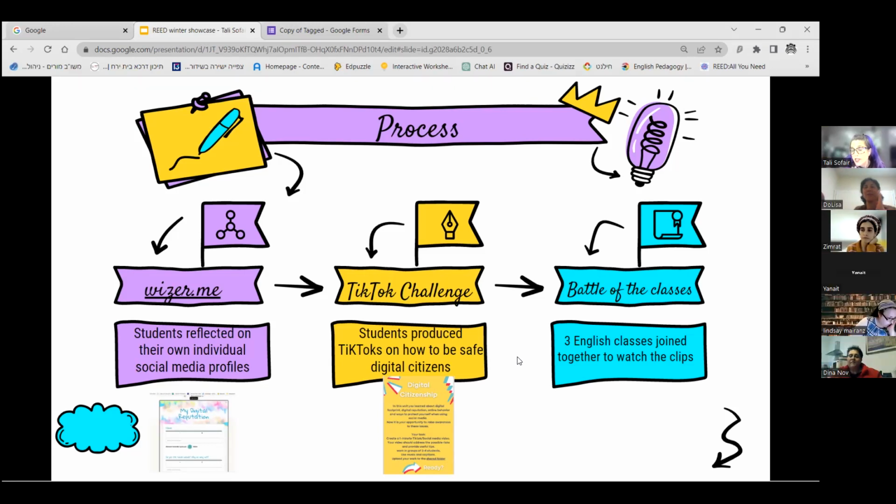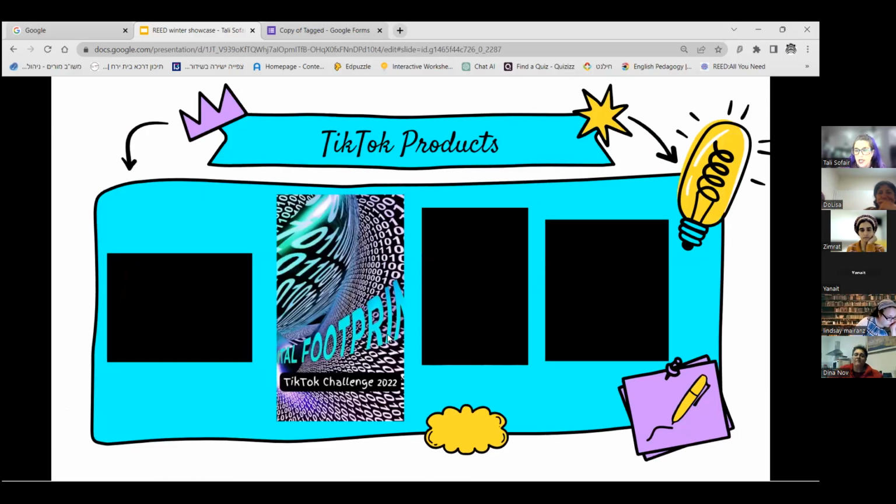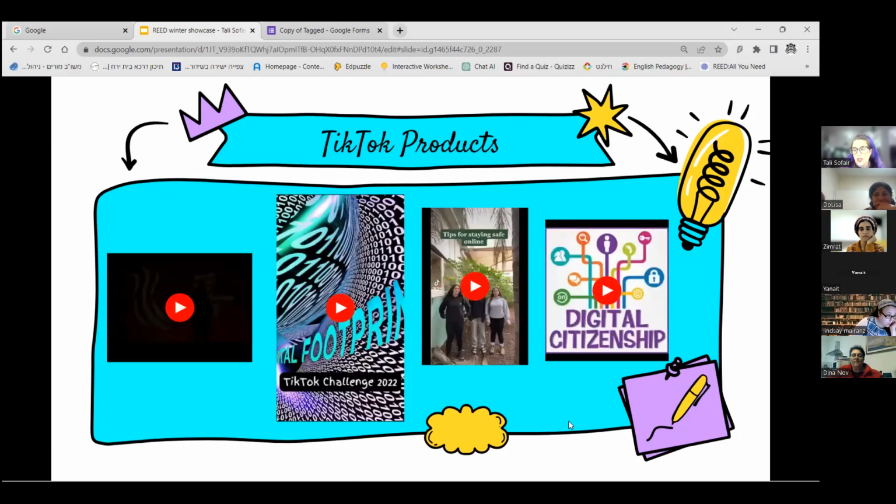Sometimes they find the things that I find interesting really boring, and sometimes the things that I find boring, they find really interesting. So it's about whether it works or not, and how we can fix it up. But this unit they loved, both years that we've done it, they just loved it. And you can see by that, at the end you've got all the TikToks that they made together. So it was pretty cool.